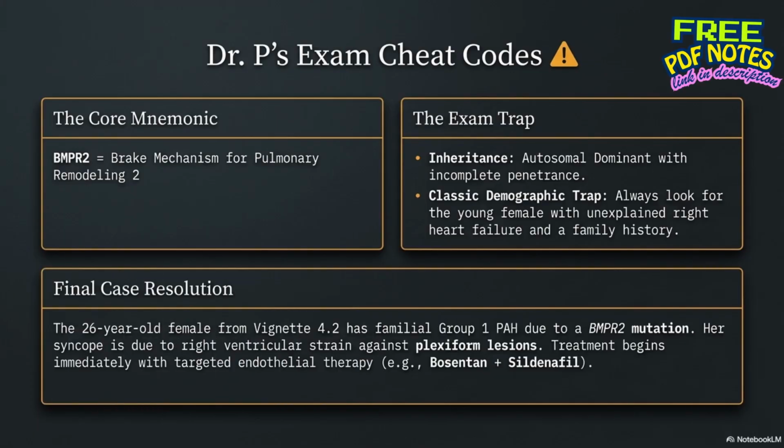Which brings us to our final case resolution for Vignette 4.2. The 26-year-old female has familial group 1 PAH due to BMPR2 mutation. Her syncope is due to right ventricular strain pushing against those plexiform lesions. Her treatment begins immediately with targeted endothelial therapy, utilizing drugs like bosentan combined with sildenafil.